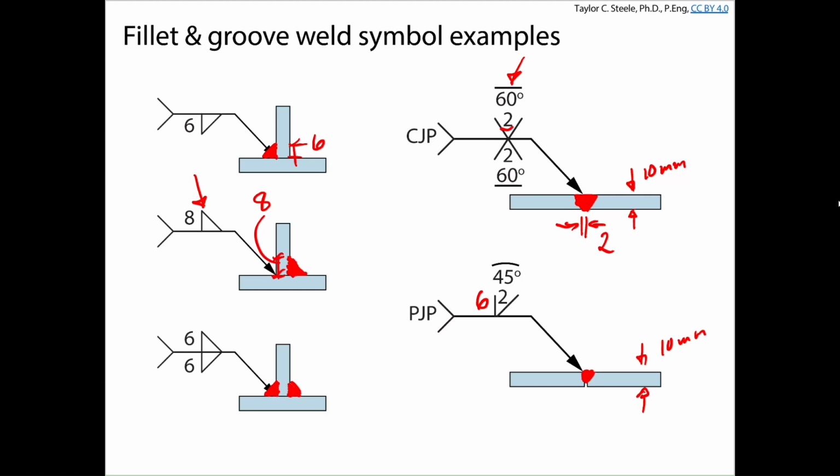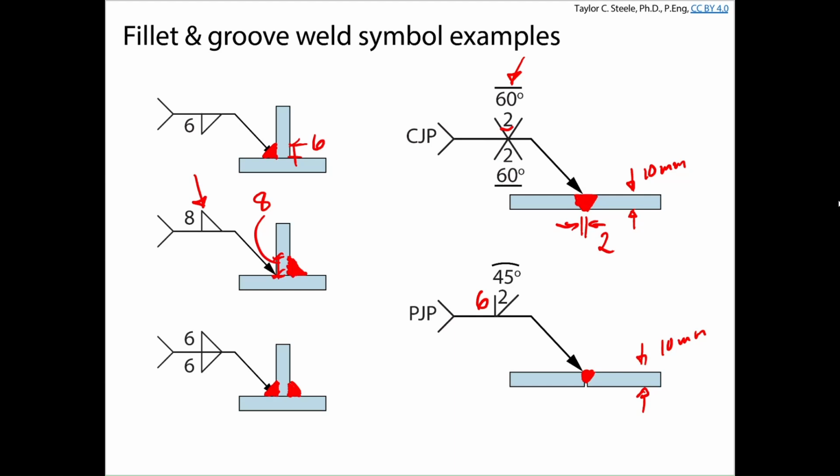Okay, so we've seen some examples. Triangles mean fillet, V-shapes or a skewed V-shape mean groove. Some numbers denote sizes, some denote preparation openings, and fillet welds are generally simple compared to groove weld symbols. Does anyone have any questions about that stuff before we continue on?